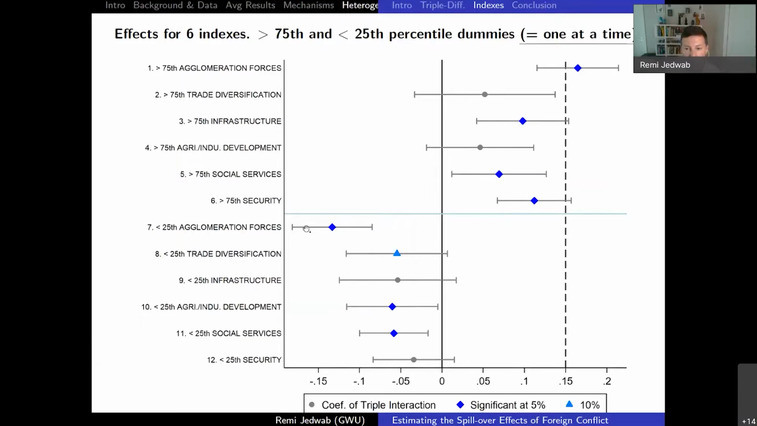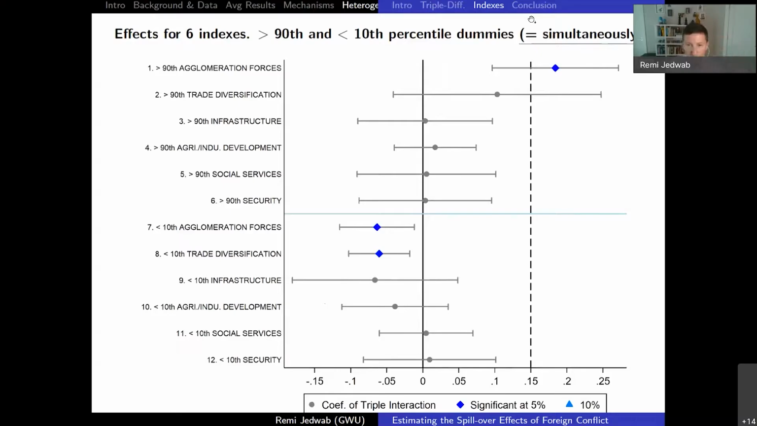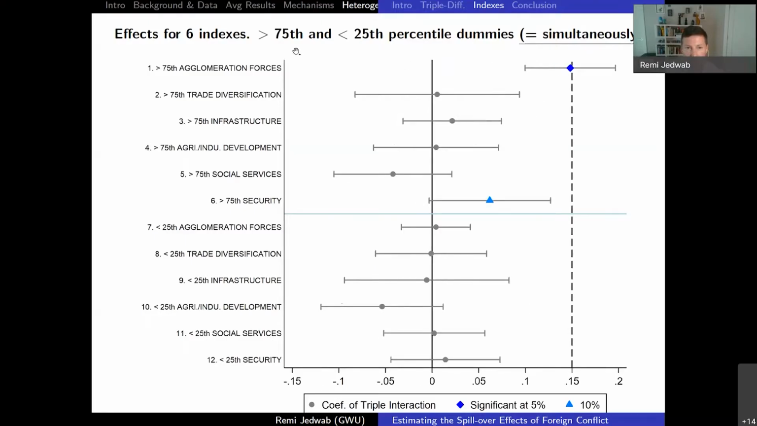We discuss in the paper why the effect changes based on the dummies, but what we do next is we try all of them together. So we have 12 interactions at the same time. That may be too much, and as a result it becomes less precise. But that's why we focus more on the point estimates. We see a strong effect for agglomeration forces. Trade diversification has a strong effect as well, which is not significant. We see an effect for places that are less connected to other places in our own country. This is if we use 90th and 10th percentile dummies. If we use 75th and 25th percentile dummies, we find a strong effect of agglomeration forces, and then security becomes significant in this case.